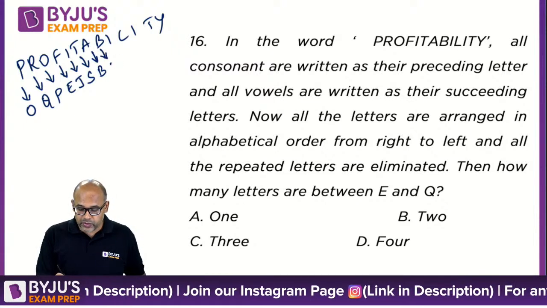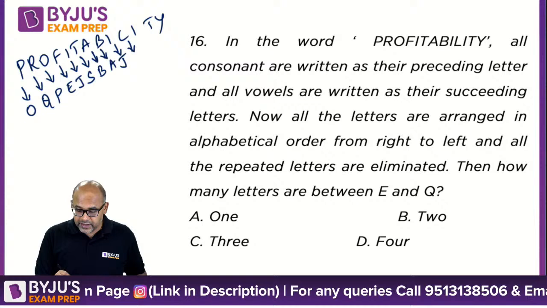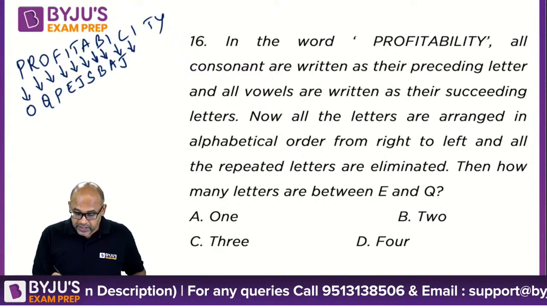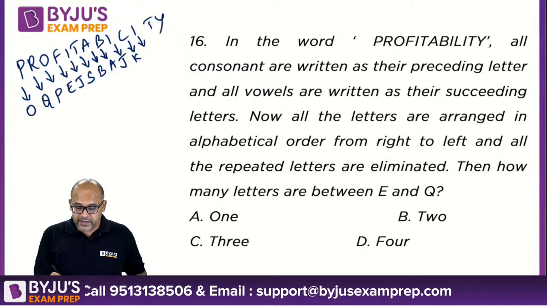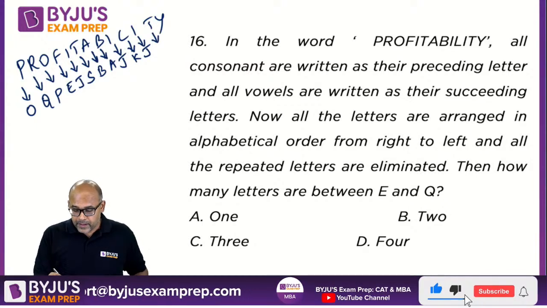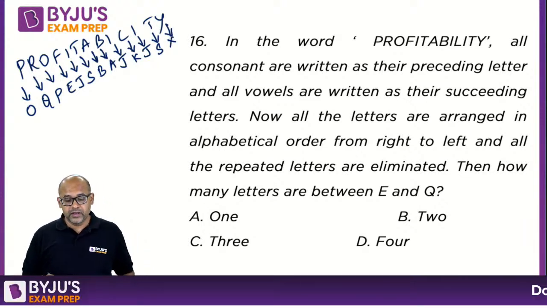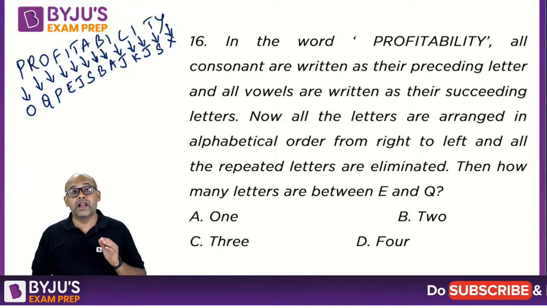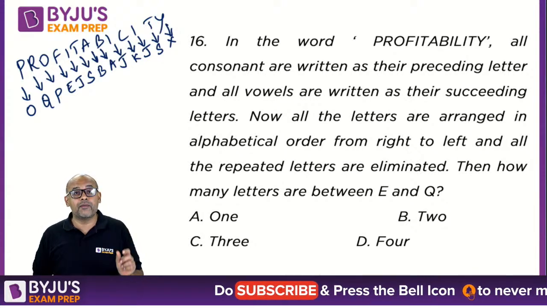B is a consonant, so A. I is a vowel, so I, J. L is a consonant, so K comes here. I is a vowel, so I, J. T. S comes before T, and Y. W, X, and then Y. So this is the new word formed. Now this new word has to be rearranged in the ascending order or alphabetical order.